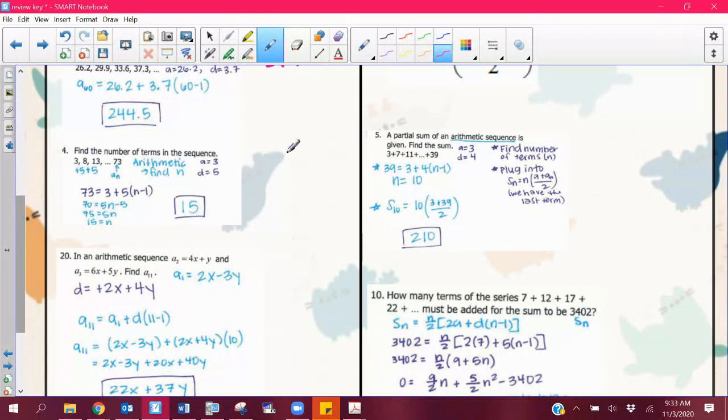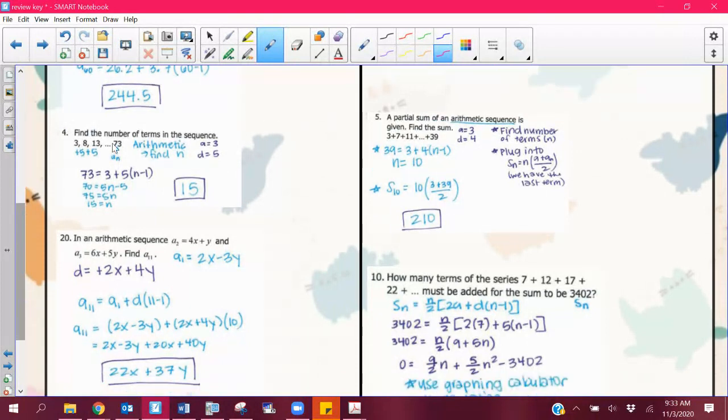This is kind of the same idea. You're still going to use the a sub n formula, but you're going to use it a little bit differently. The first thing it says is you want to find the number of terms. If you want to find a number of terms, that's an n. You need to solve for n, not for a sub n. So the first thing I look at here is I make sure it's arithmetic. Every single time it's adding 5. That's good. So now I'm going to plug into this formula.